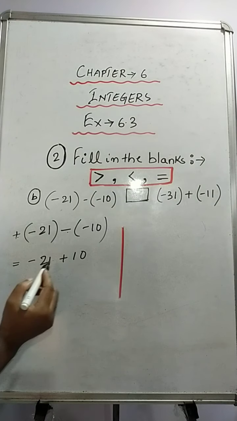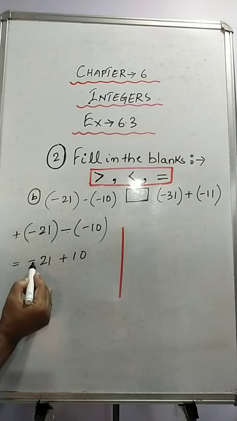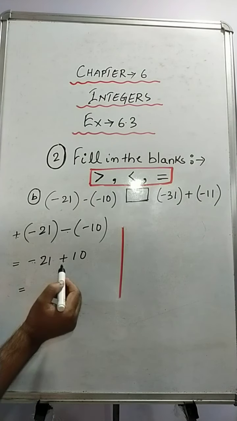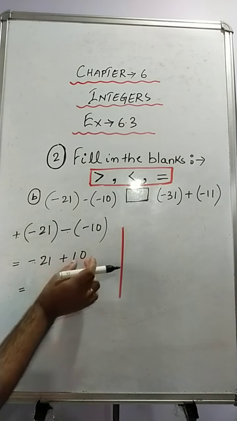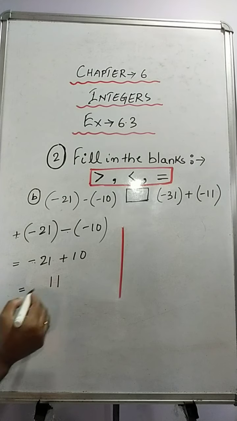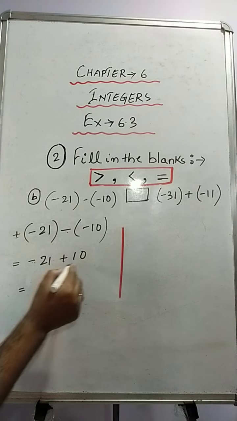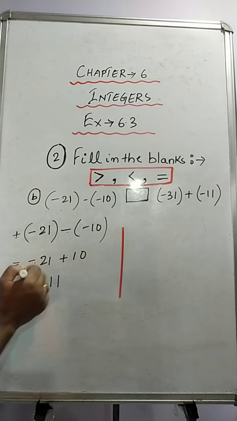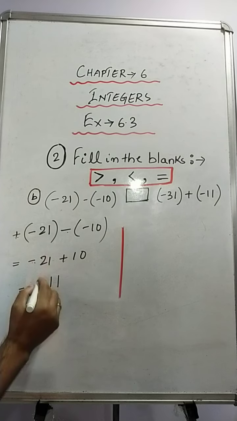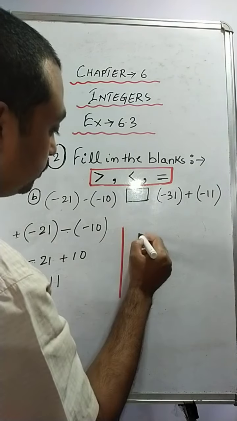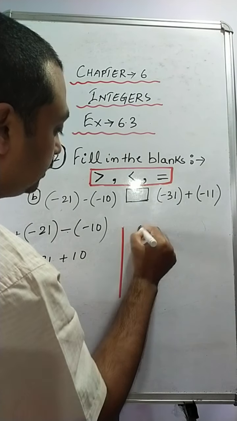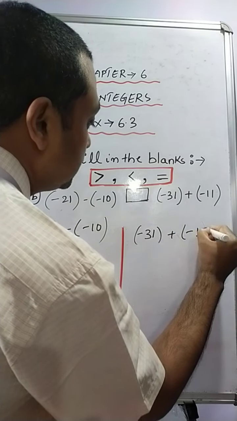Okay. Now what we have to do? Addition or subtraction. So we have to multiply these two signs. Minus plus minus. So we have to subtract. So 21 minus 10 is 11. Now which sign we have to put? Which number is greater, students? 21, and 21 is carrying which sign? Minus. So we'll put minus. Fine. Now let's move on to the right hand side of the box. That is minus 31 plus minus 11.